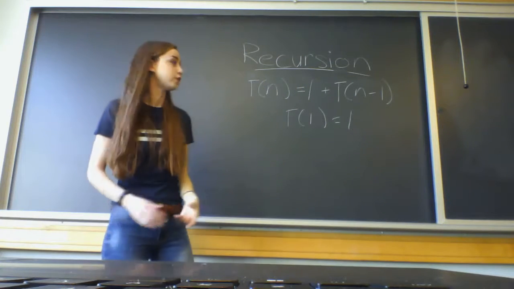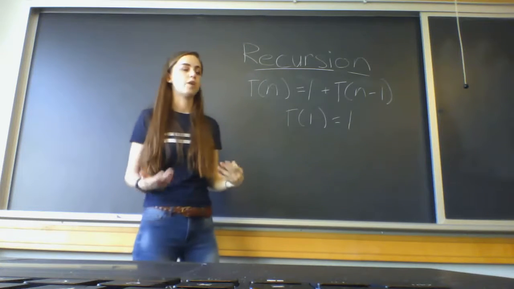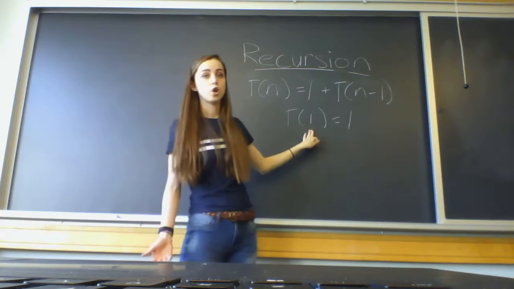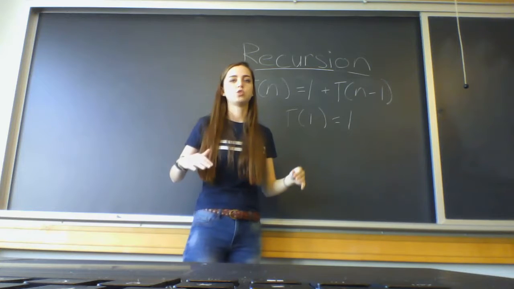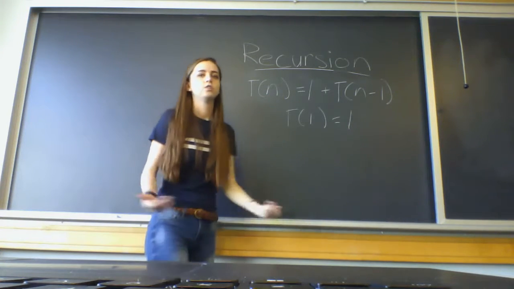Then what this function will do is it will go through T of n minus 1 until T of n minus 1 is equal to 1, where we know the answer will be 1, and then it can substitute that value in until we get back up to the top of T of n. So let's see how that works.